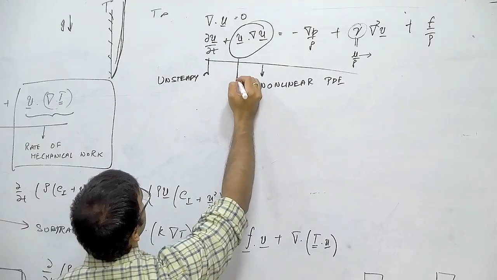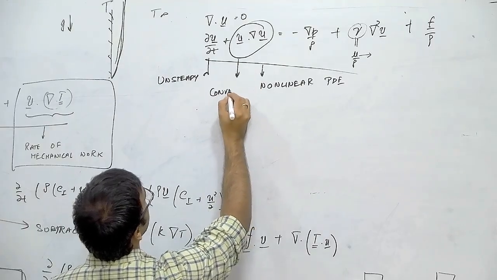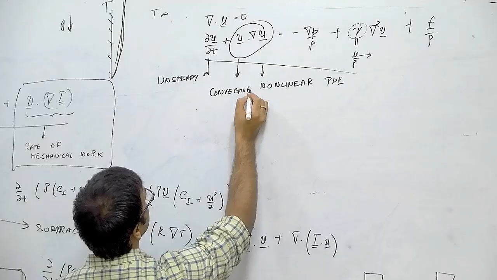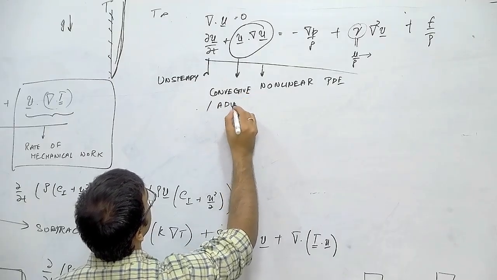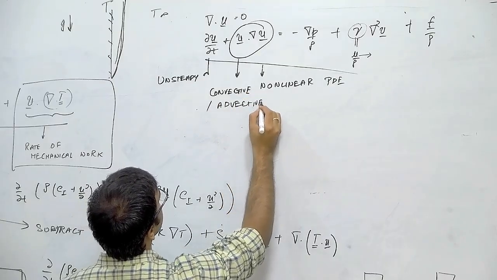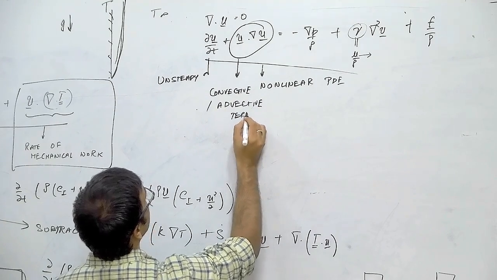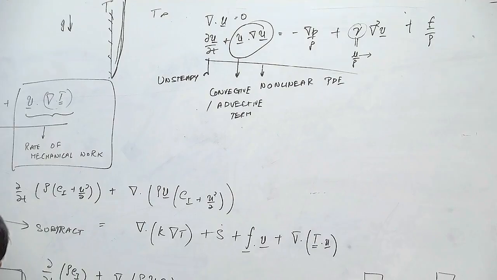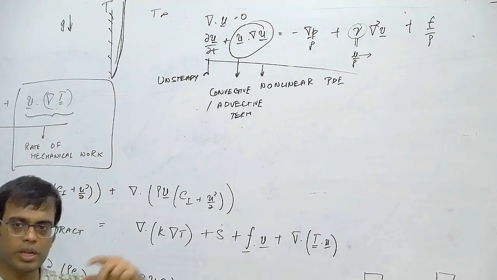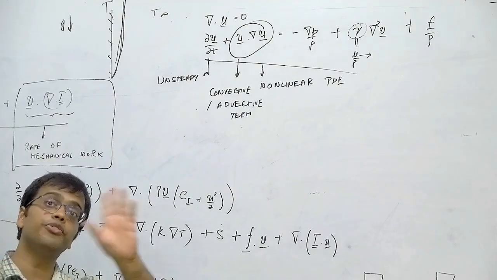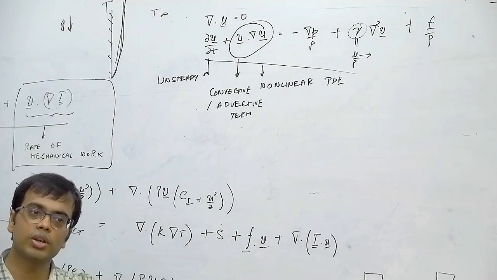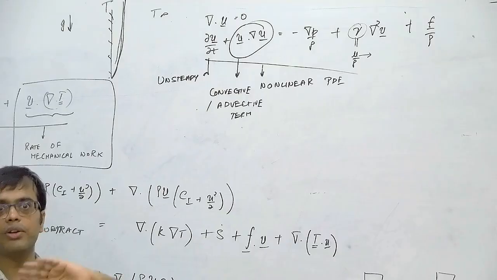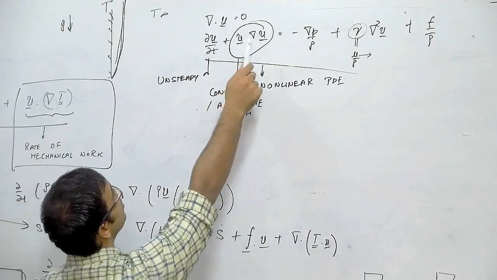This is called the convective term. You can call it convective or advective term. This is change in velocity due to the transport of fluid elements. When a fluid element goes from one place to another, you have a velocity field defined. How does the velocity of that fluid element change in that field? So this is u dot grad u.